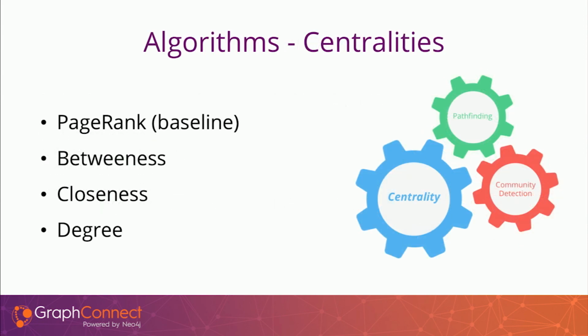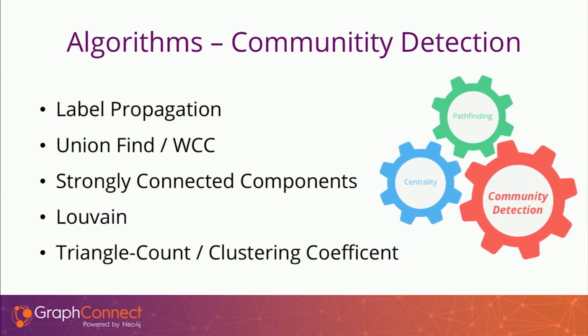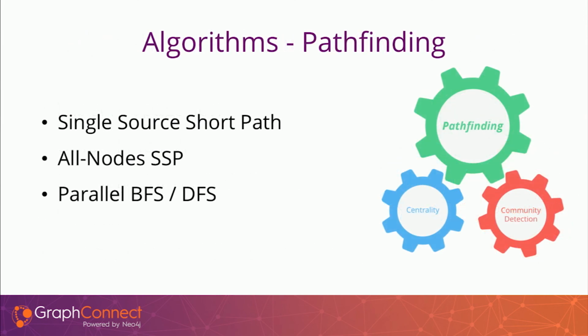Okay. As I said already, for centrality, we have PageRank as a baseline algorithm, along with closeness centrality and degree centrality. For community detection, we have label propagation, union find, Louvain, and strongly connected components. We also added triangle counts, which actually sit between community detection and centralities, and also compute the clustering coefficient. And for pathfinding algorithms, we have, as I said, single source shortest path, or node shortest path, and also implementations for parallel Dijkstra, parallel breadth first search, and depth first search, if that's something that's useful for you.